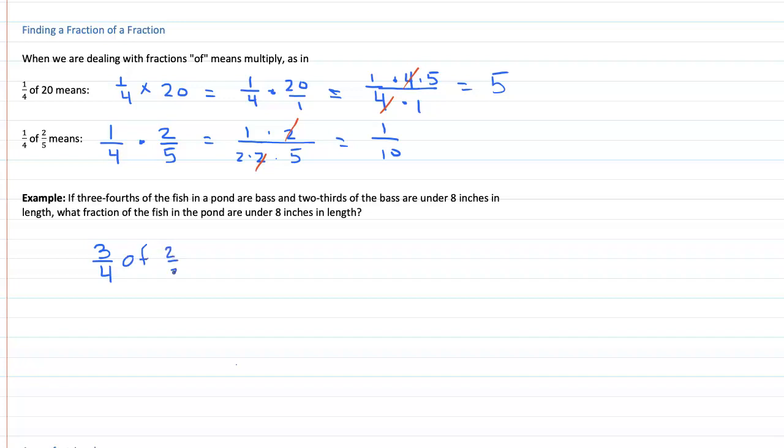So 3/4 of 2/3, which means 3/4 times 2/3. And if we work this all the way out, we're going to get 3 times 2 on top, and on the bottom we're going to get 2 times 2 times 3. And if we look at how this is going to divide out, the 3's divide out, the 2's divide out, we're left with a 1 on the top. So don't forget that 1, and that is 1/2. So what this means is 1/2 of the fish are bass under 8 inches in length.